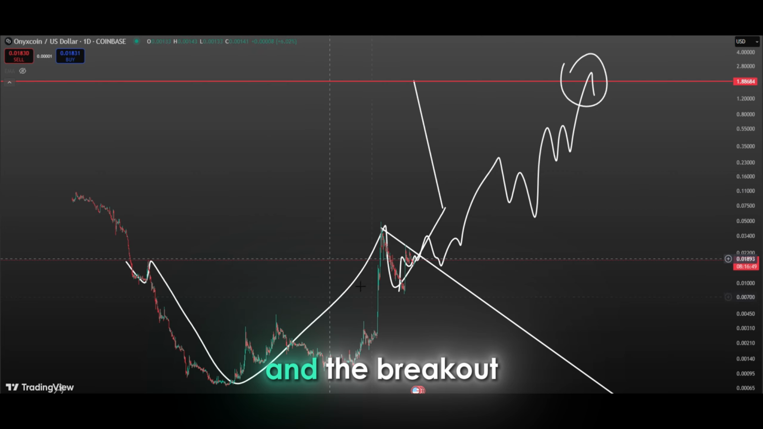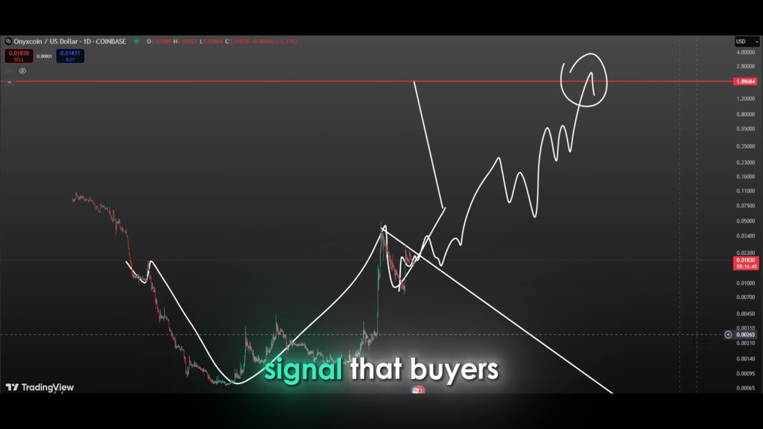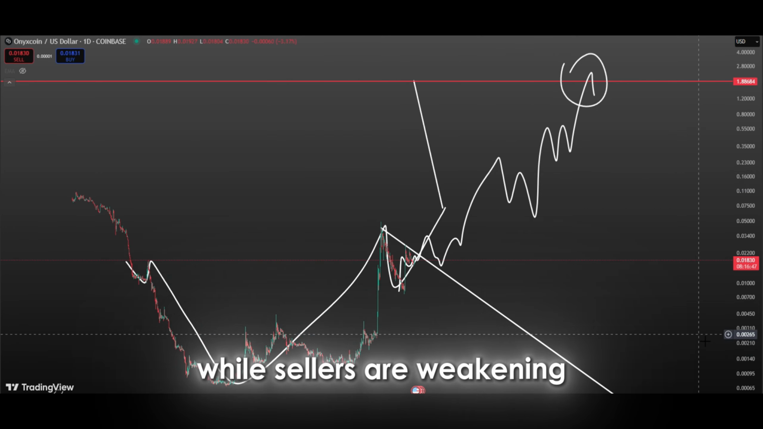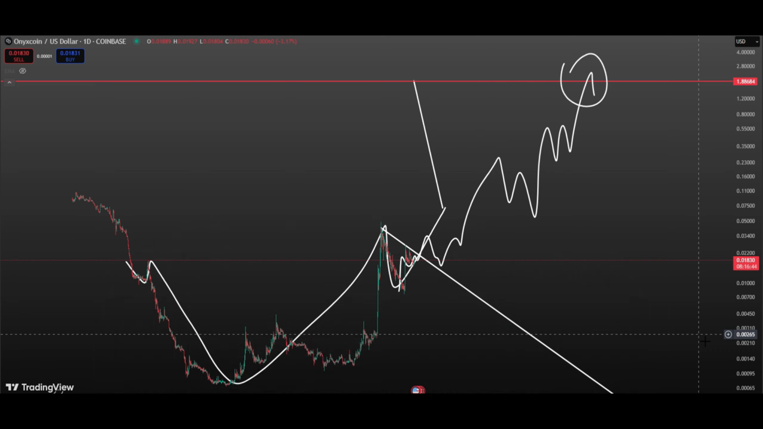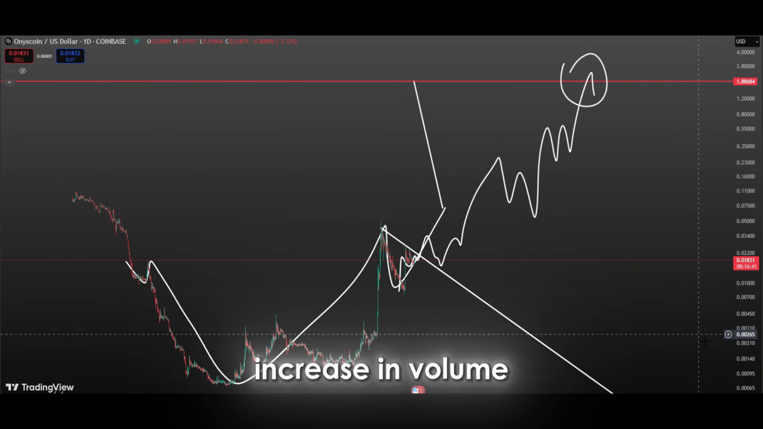Completion of the pattern and the breakout above the neckline signal that buyers are gaining dominance in the market while sellers are weakening. If the price surpasses this level and holds above it, it will likely attract more buyers, accelerating the upward movement. When monitoring these types of patterns, we usually expect to see an increase in volume.